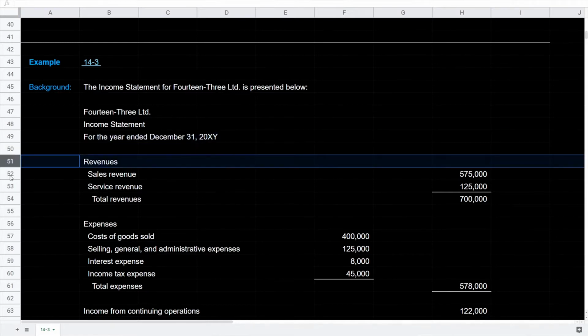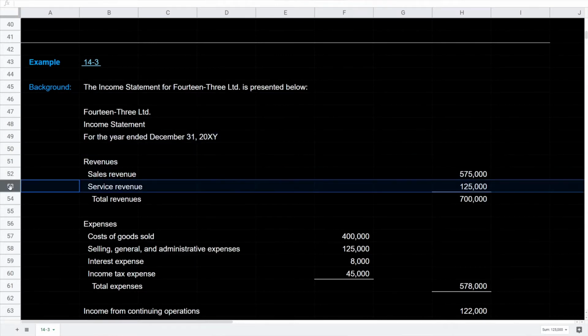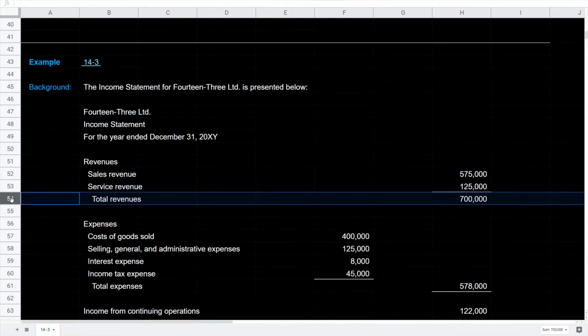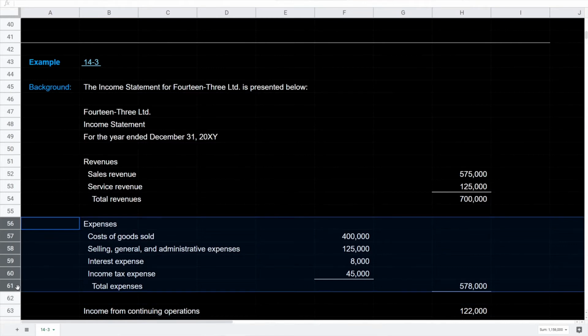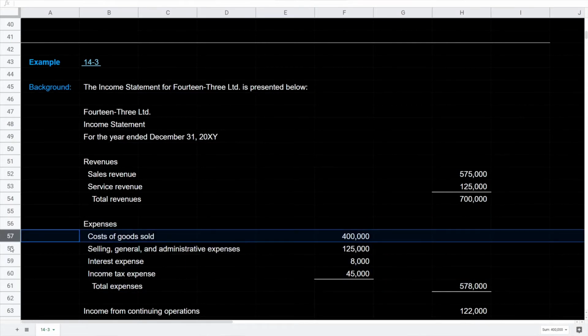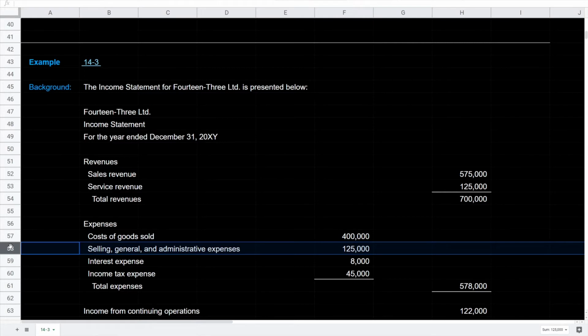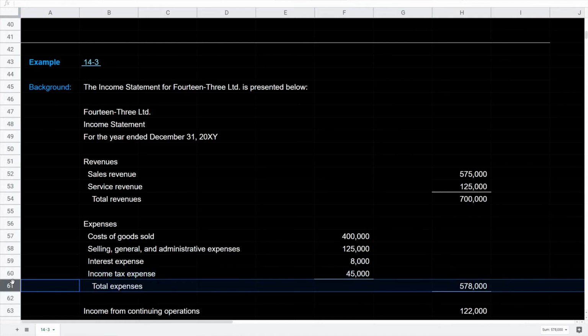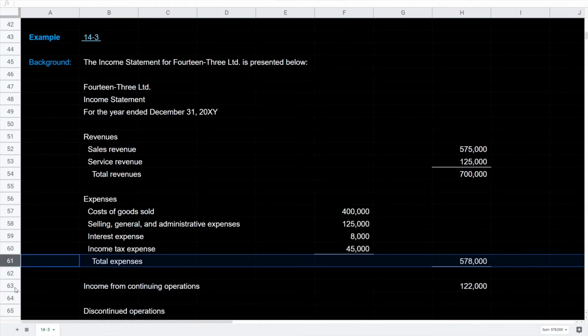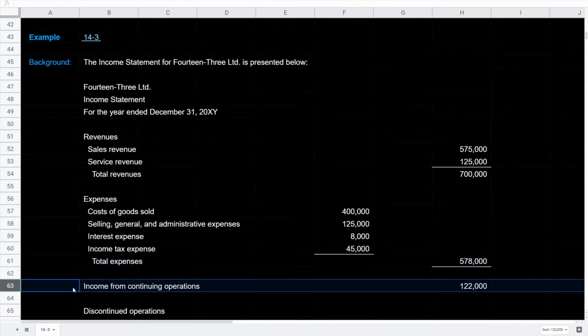It begins with revenues, which is broken down into sales revenue and service revenues, and then we have total revenue of $700,000. And then all of the expenses we can see are listed in a single step. So we are looking at a single step income statement. The expenses include things like cost of goods sold, SG&A or selling general and administrative expenses, interest expense and income tax expense, and then we have our total expenses. Now what you're used to seeing after that is a line item that might say net income, but we don't see that here. Here it says income from continuing operations.